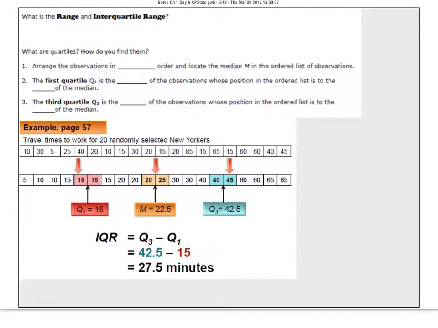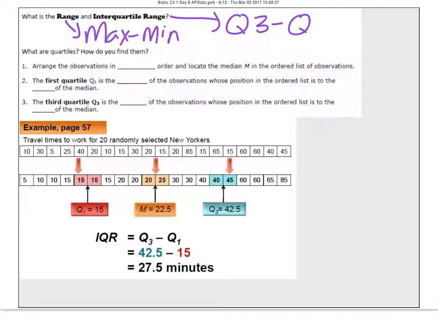Now let's segue into talking about interquartile range. First thing we should say is remembering what range is. Range by definition is max minus min. Well, interquartile range by definition is quartile 3 minus quartile 1. So what we need to do is first talk about what quartile 3 and quartile 1 are, and how you find them.